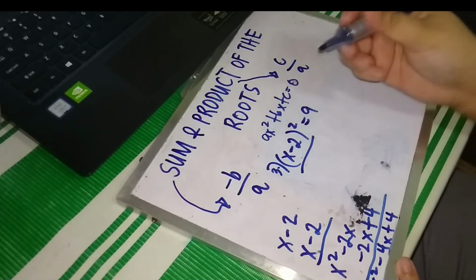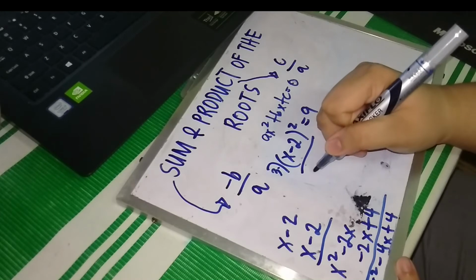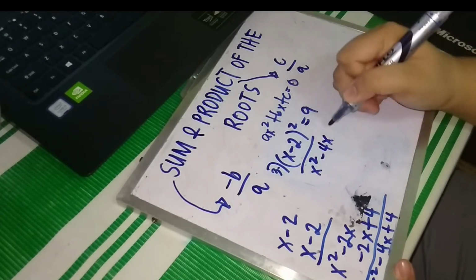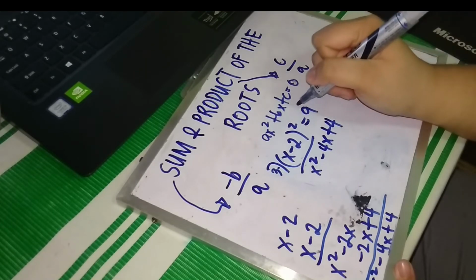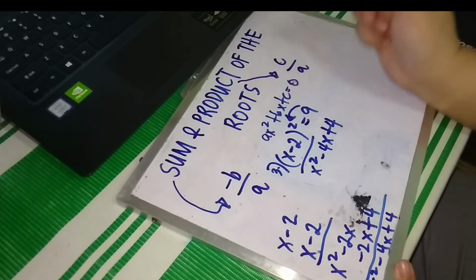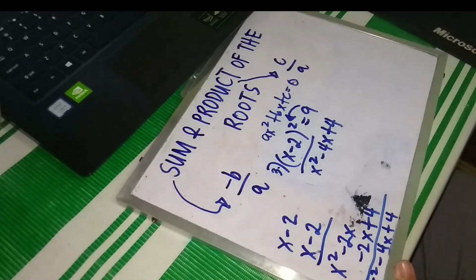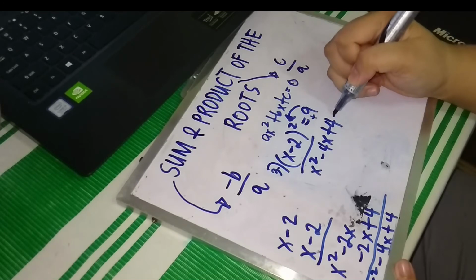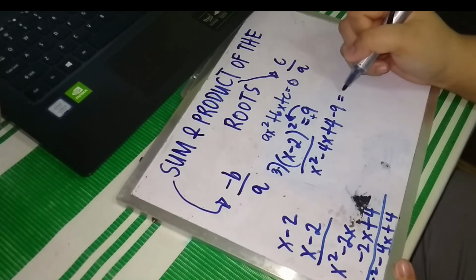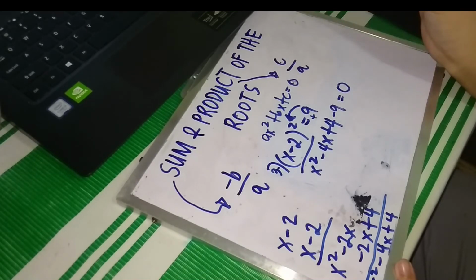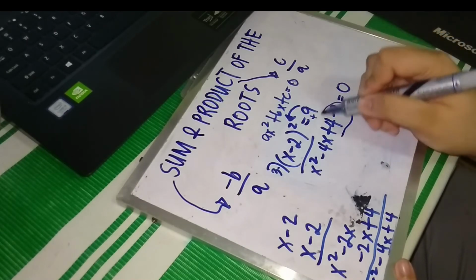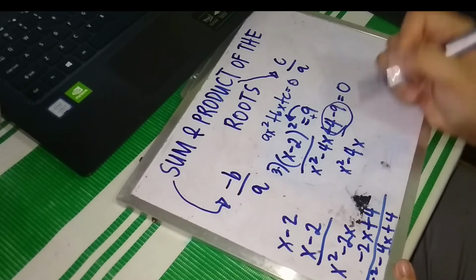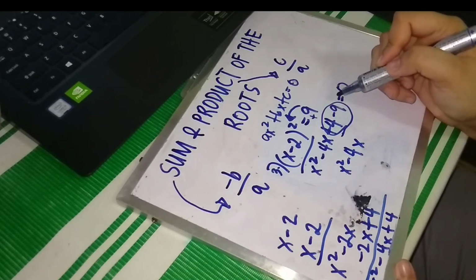Tapos, rewrite na natin siya. x squared minus 4x plus 4. Tapos, lipat na natin tong positive 9 dito sa kabilang side. So, di ba kapag naglilipat tayo, mag-iiba yung sign. From positive 9, magiging negative 9 is equal to 0. And then, let us simplify dahil pwede natin tong pagsamahin. So, x squared minus 4x, then positive 4 minus 9.